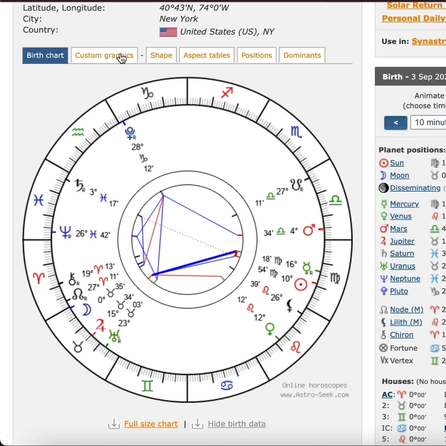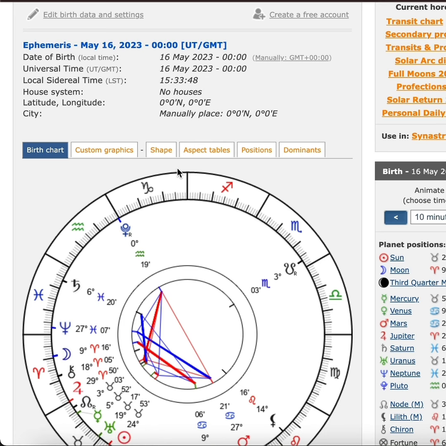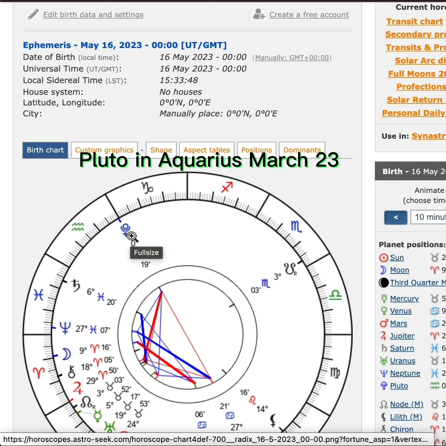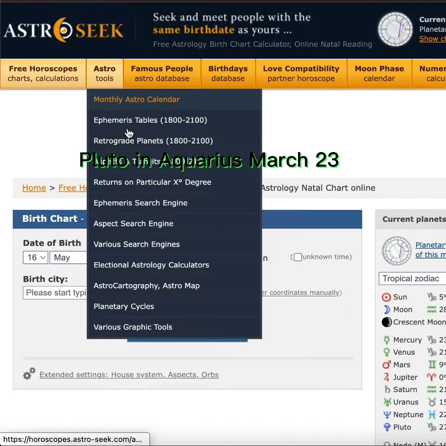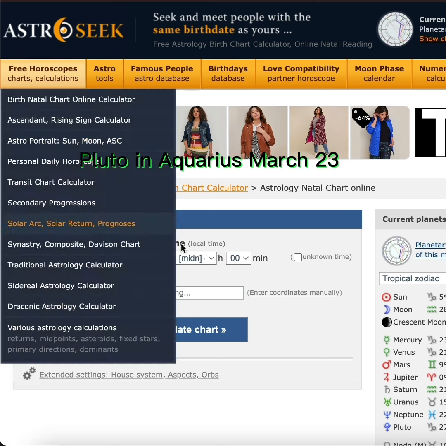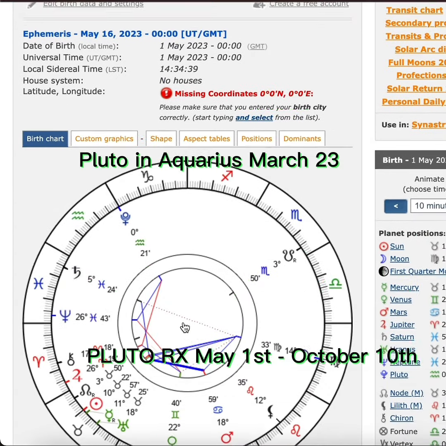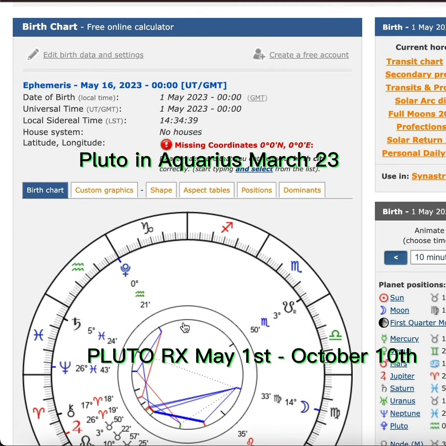Another notable mention is Pluto. Not notable, it's very important. So on March 23 of 2023, Pluto will enter Aquarius, and it will go to 0 degrees all the way to May 1st. Okay, so on May 1st, Pluto will enter retrograde. Let's see what that will be, 2023. And it'll still be at 0 degrees, 21 minutes, apparently.